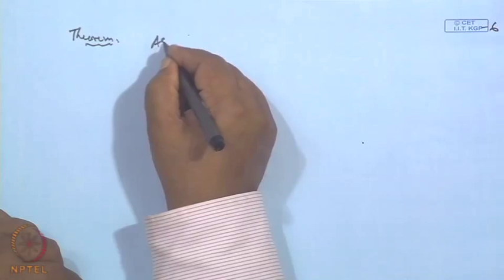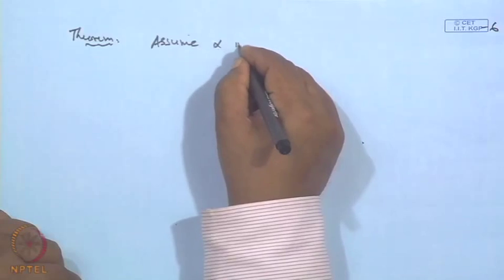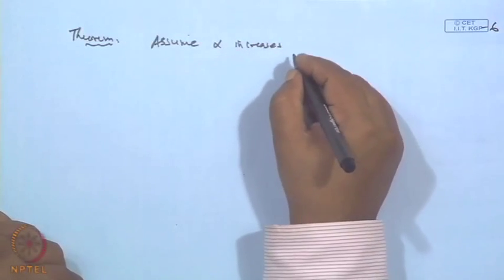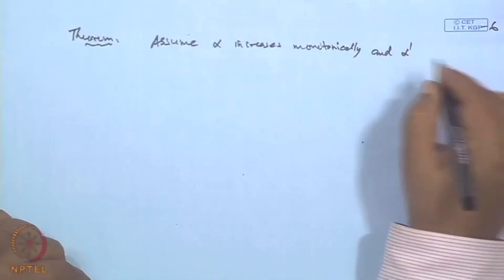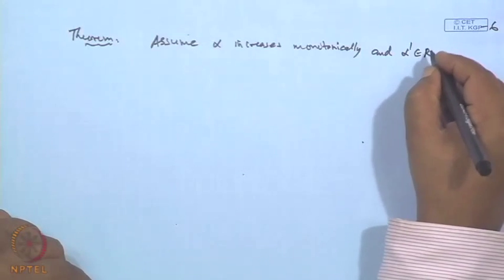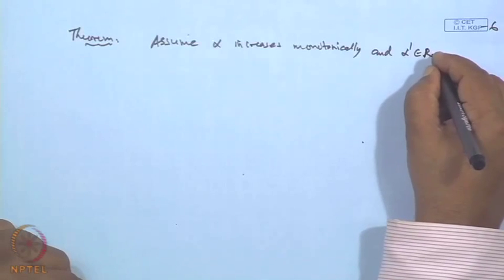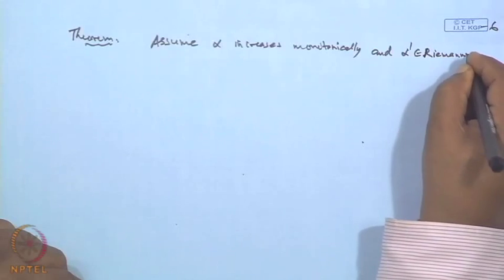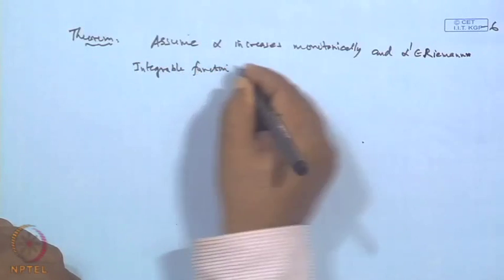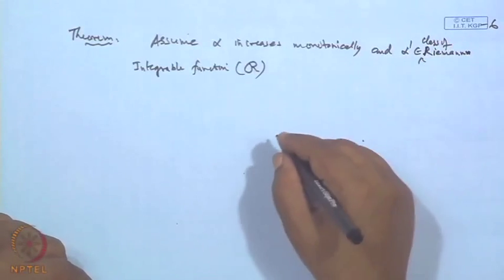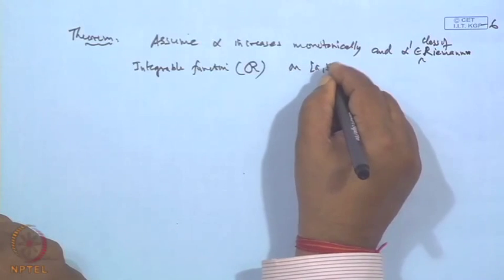It shows that the Riemann Stieltjes integral can be calculated as if it is a definite integral under certain restrictions. So, assume alpha increases monotonically and alpha dash is a Riemann integrable function. Alpha dash belongs to the class of Riemann integrable functions, which we denote by this, on a b.